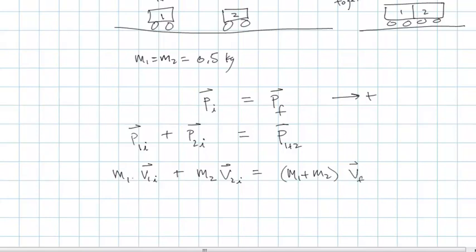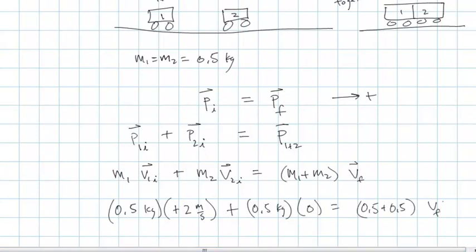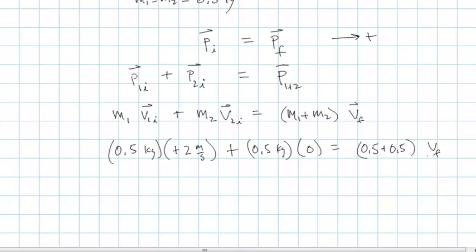Now let me put in some numbers. The masses are both 0.5 kilograms. The velocity of object 1 is in the positive direction, 2 meters per second. The velocity of object 2 is 0. What do we end up with for v final? We get 2 times a half is 1. V final is 1 meter per second, and it's positive, so that means it's moving to the right.